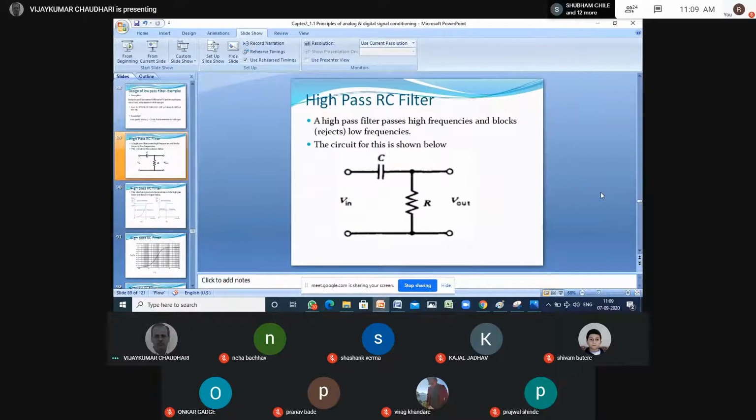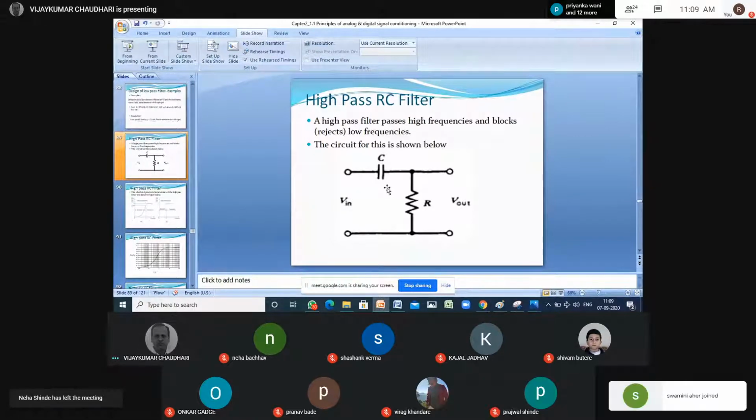And this is the high pass filter. As the name suggests, it passes high frequencies and rejects or blocks the low frequencies. What is the difference between the circuit of high pass and low pass? In low pass, there is resistor, there is capacitor. In high pass, the positions of resistor and capacitor are interchanged, R here and C here.